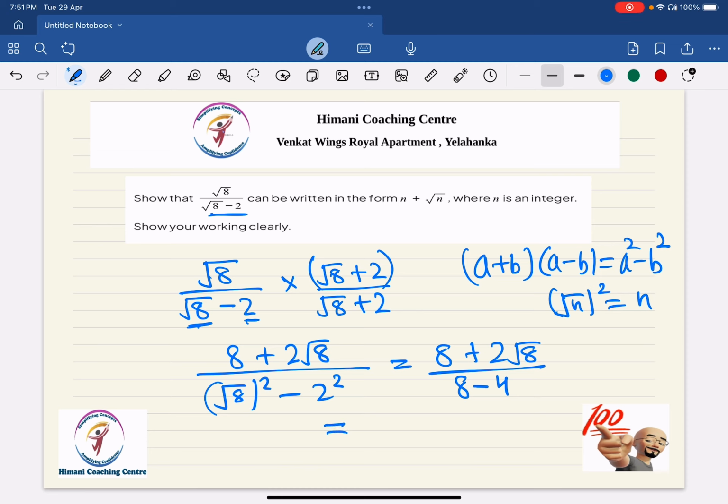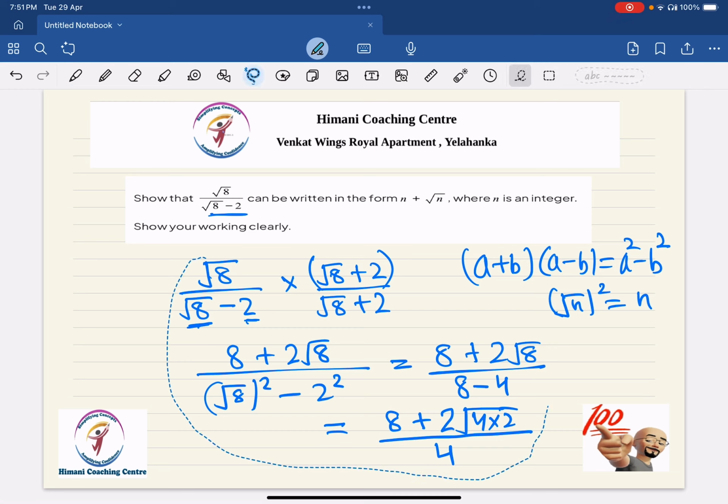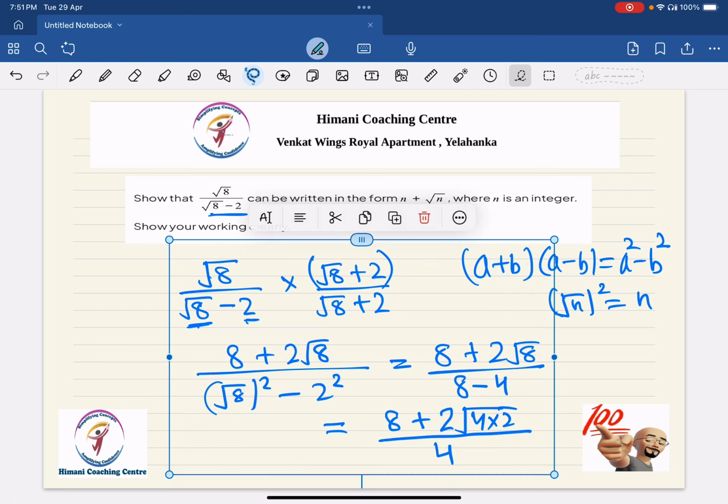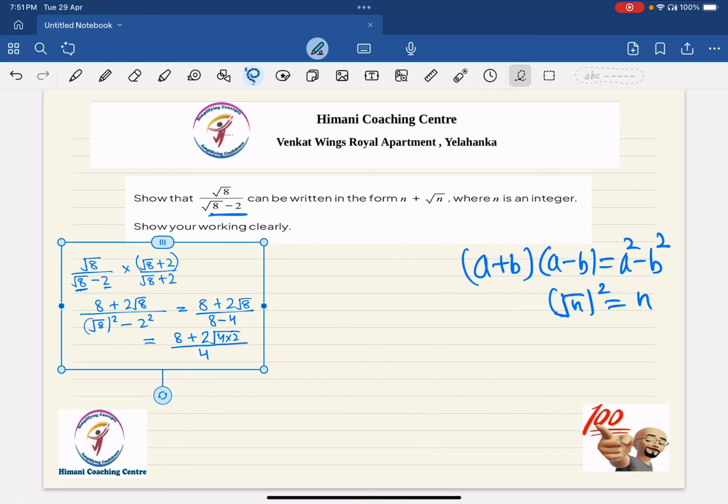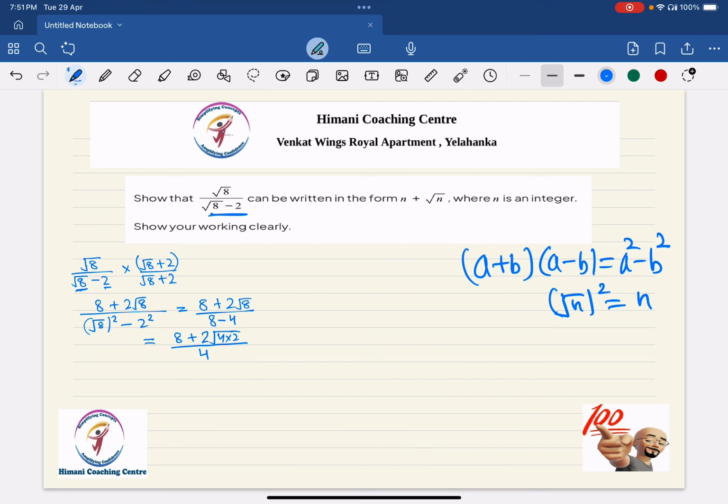So what are we getting? We are getting 8 plus 2. Now root 8 can be written as 4 times 2, and 8 minus 4 is a 4. So now what will happen? So just give me a second. Let me make space for the working. Let us do that. So we keep it here and let us use a different color now.